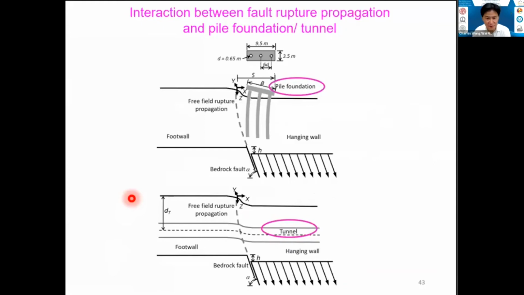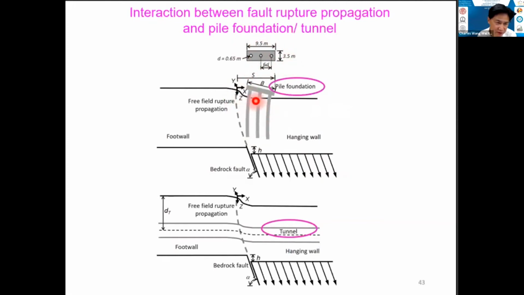Okay, good. Now let me define the problem I'm going to discuss with you. What we are looking at is either a single pile or a pile group, which is a 1x3 pile group. This is a plan view shown here.